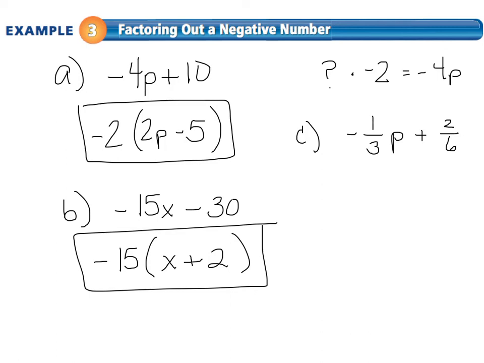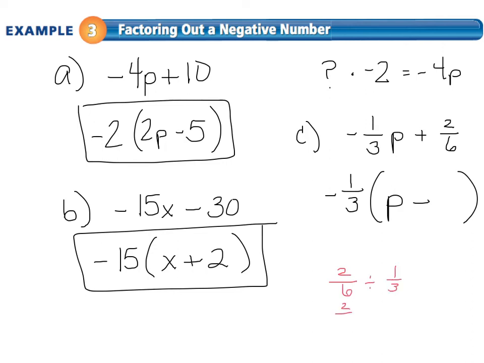Negative 1/3 p plus 2/6. What would you factor out here? You'd factor out a negative, and because the fraction is right here, 1/3, we're going to factor out a negative 1/3. So if we take negative 1/3 p divided by negative 1/3, that just gives us 1p. A positive divided by a negative is going to give us a negative. The sign changes. And then we have to take 2/6 divided by 1/3.